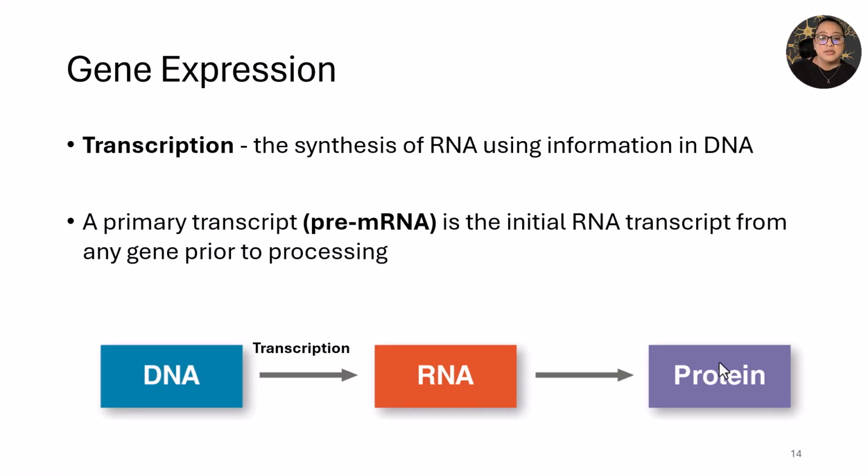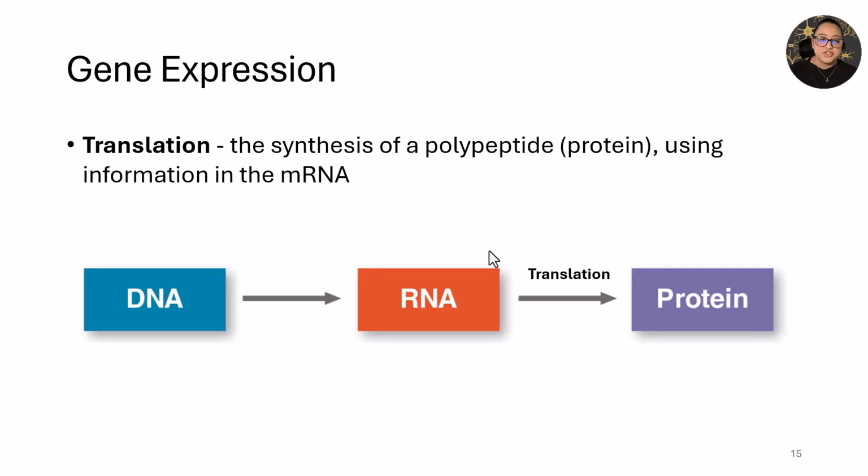Transcription is the synthesis of RNA using information in DNA. And yeah, the first draft is the primary transcript, also known as the pre-mRNA. It's the initial RNA transcript from any gene prior to processing, just basically what the previous slide said. And then after that is translation. So it's the synthesis of a polypeptide using information in the mRNA.